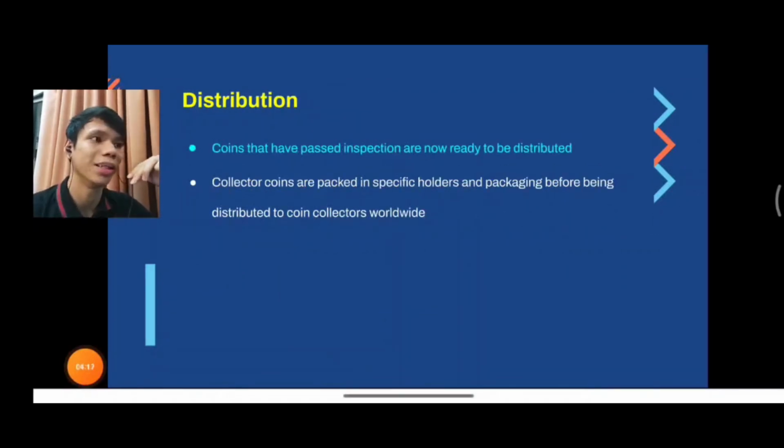So this is the last process, distribution. Coins that have passed inspection are now ready to be distributed. Business issue coins are put into bulk storage bags and transported to the Federal Reserve, a reserve bank, for distribution to local banks. Collector coins are packed in specific holders and packaging before being distributed to coin collectors worldwide.